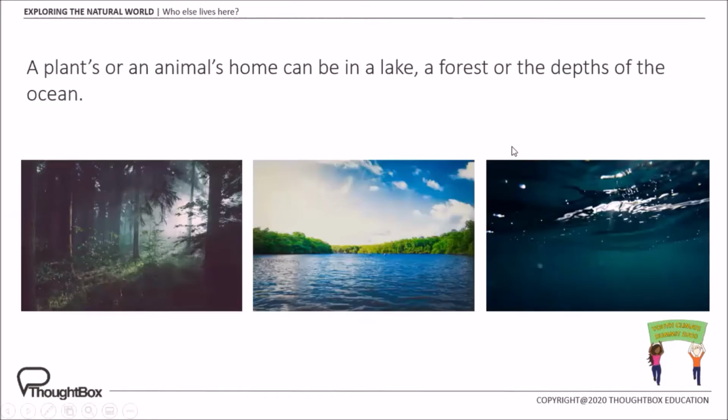A plant's or an animal's home can be in a lake, a forest, or the depths of the ocean. But living beings live right here, close to us humans. We don't need to travel or to watch TV or go into the computer to find nature living right next to us. I can look out the window right now and I see the homes of trees and of birds. And next to me, here's a plant and she's in her home.